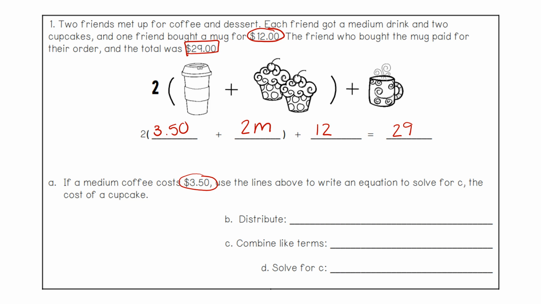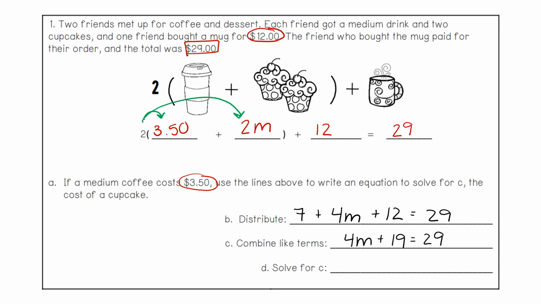So when we solve our problem, we would start with our parentheses first. We would distribute and multiply the 2 with the $3.50 and the 2 for the 2 muffins. Combining our like terms, we would end up with our distributed answer of 7 plus 4 muffins plus 12 equals our $29. We would then combine our like terms, 7 and 12. 7 plus 12 would give us a value of 19.